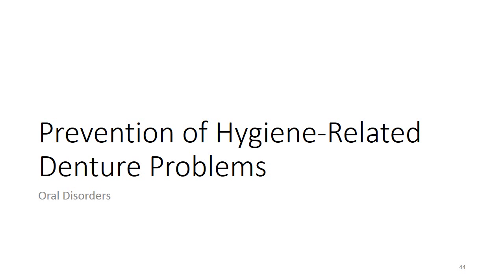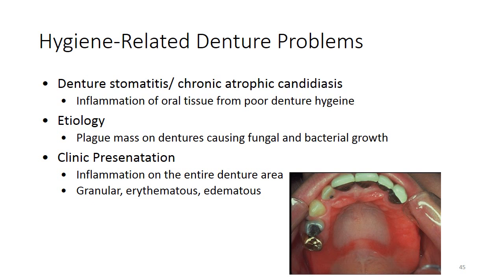Our next topic is prevention of hygiene-related denture problems. Denture stomatitis is a hygiene-related problem in people with partial or full dentures. It is also referred to as denture sore mouth and chronic atrophic candidiasis and may be attributed to infection with Candida albicans. Patients with denture stomatitis have inflammation on the entire denture area as compared to localized pain from ill-fitting dentures. The inflamed denture-bearing area may appear granular, erythematous, edematous, and with sores or a burning sensation.